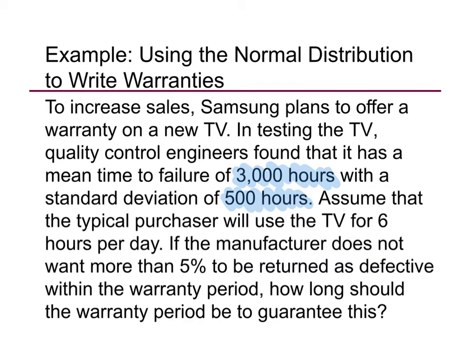It says, assume the typical purchaser will use the TV for 6 hours per day. If the manufacturer does not want more than 5% to be returned as defective within the warranty period, how long should the warranty be? So we're saying we've collected this information. How long do I need to set the warranty for so that most of the TVs, 95% of them, will last until the warranty is due? Kind of an interesting thing to think about.